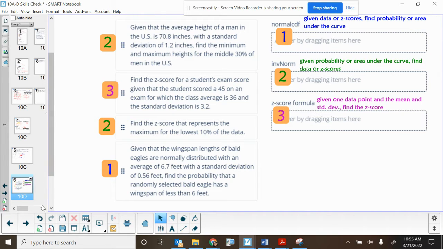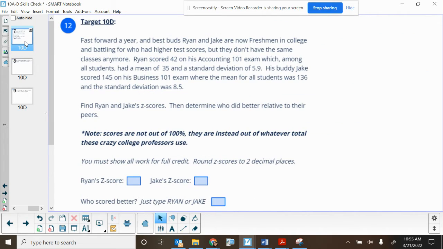So now let's do some problems that are related to this. For this first one, we're trying to find z-scores. Before I even read it, I'm saying, what am I looking for? I'm looking for a z-score and a z-score and who does better. Remember, finding z-scores is a way to basically compare apples to oranges.